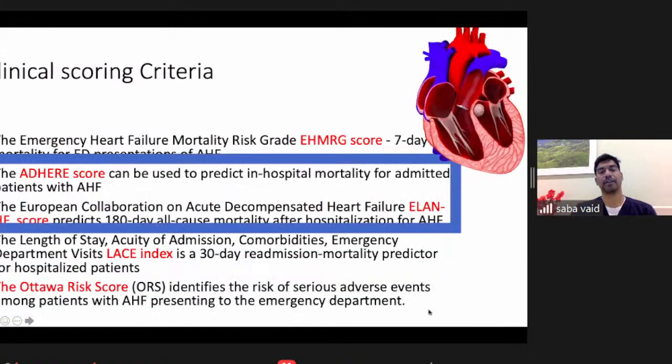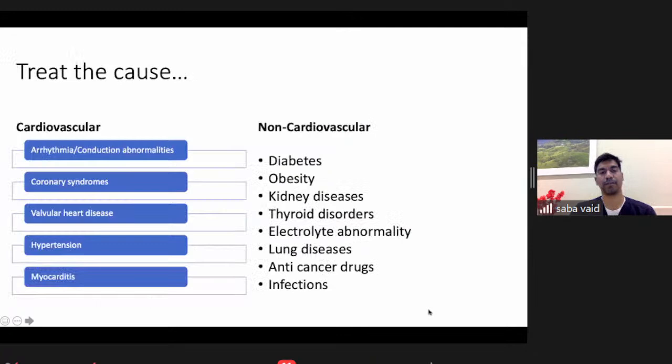So technically, there are scoring systems to understand the in-hospital and out-of-hospital mortality for these patients. So acute heart failure patients can be scored with the ADHERE score or the ELAN-HF score. These are two popularly used scores to understand how these patients are going to fare with your treatment.